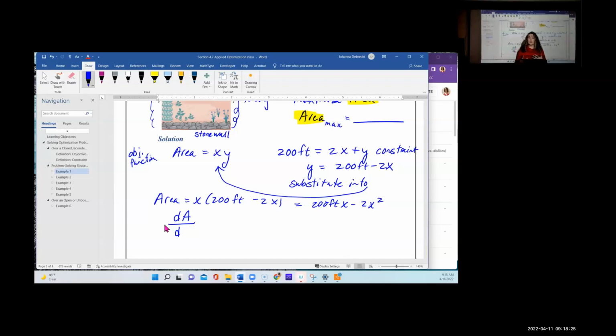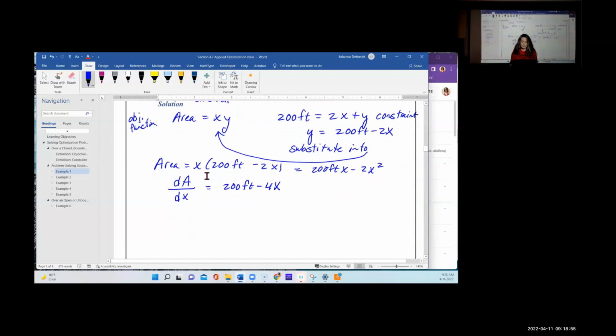So that's the point of reducing the objective function to being a function of only one independent variable. There's the dependent variable, which is the variable you're after to optimize. And then the independent variable is the only one left. So you take the derivative with respect to that one variable. So that's going to give us 200 feet minus 4x.